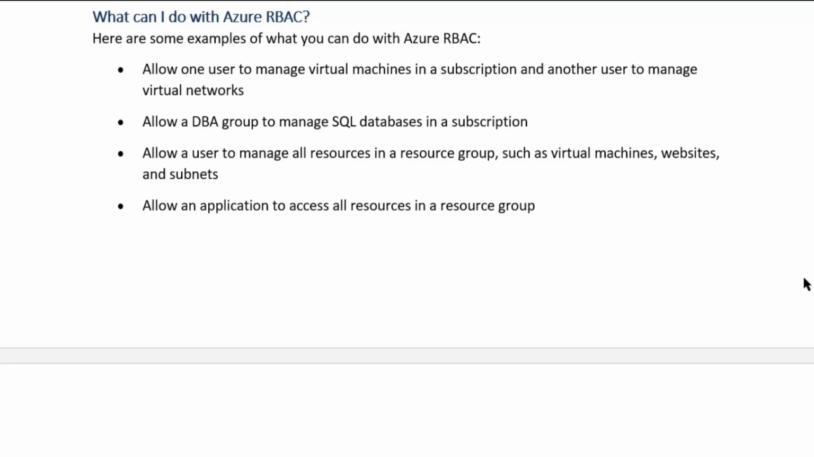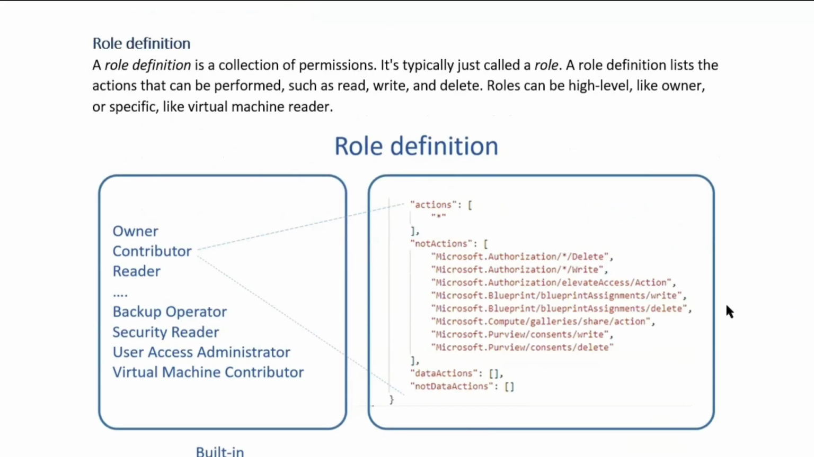Now let's discuss what we can do with Azure role-based access control. Here are some examples of what you can do with Azure role-based access control. We can allow one user to manage virtual machines in a subscription and another user to manage virtual networks. We can allow a DBA group to manage SQL databases in a subscription. We can allow a user to manage all resources in a resource group such as virtual machines, websites, and subnets. Further, we can allow an application to access all resources in a resource group.